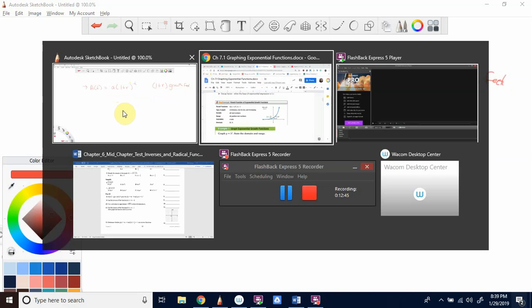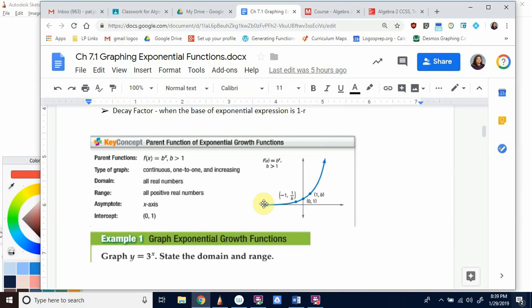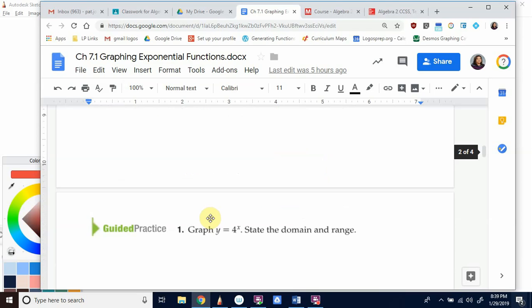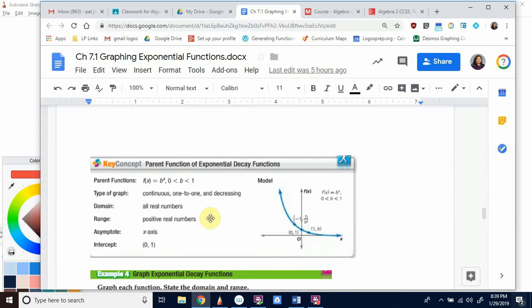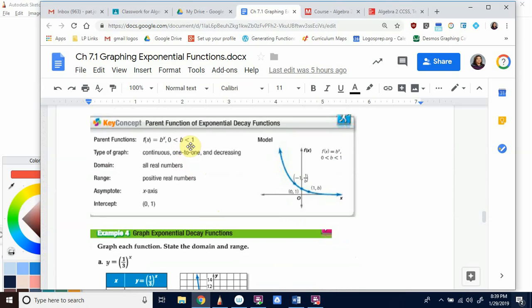Now we're looking at decay factors, all right? So this was growth because b was greater than 1. Now that we have b between 0 and 1, it means it's a proper fraction. Now we have a decay. So you want to find out how much something is decaying away. You could use it in finance maybe, but mostly in science you will see this decay factor. Now the domain is still all real numbers.